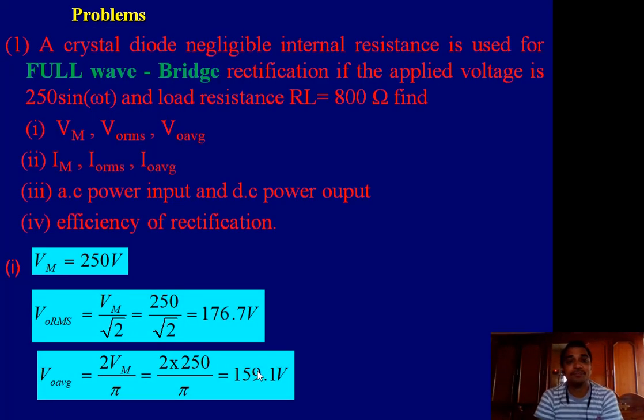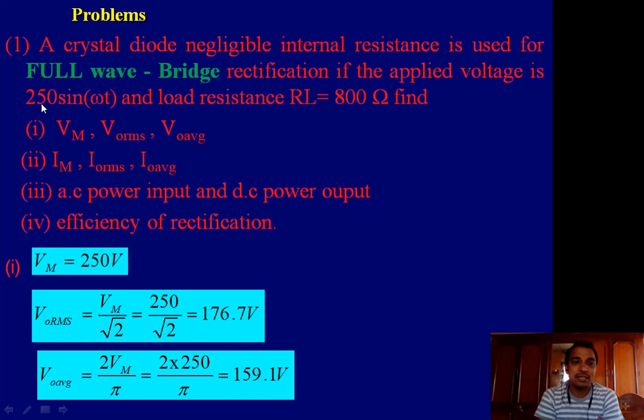Next, if the same supply is given to a full wave bridge type rectifier, what happens? The problem statement is the same: a crystal diode with negligible resistance is used for full wave bridge rectification, the applied voltage is 250 sin omega t, and the load resistance is 800 ohms. Find maximum voltage, V naught RMS, V naught average, I maximum, I naught RMS, I naught average, AC power input, DC power output, and efficiency of rectification. It is just a repetition of the same problem, but we will do that also.